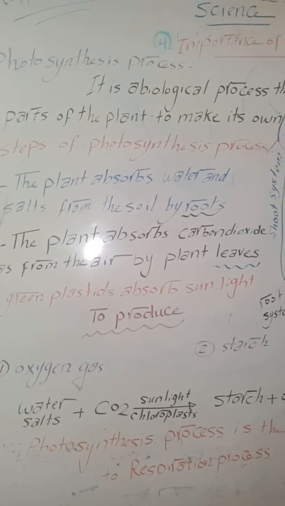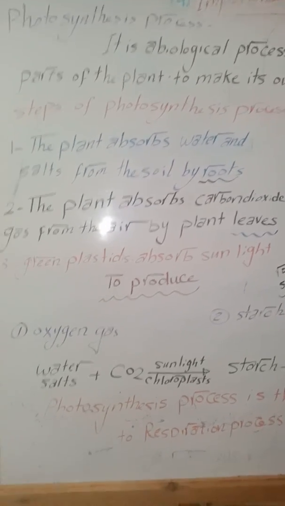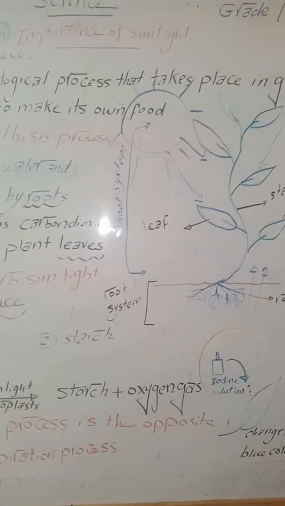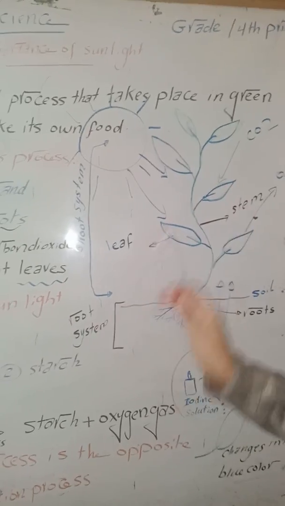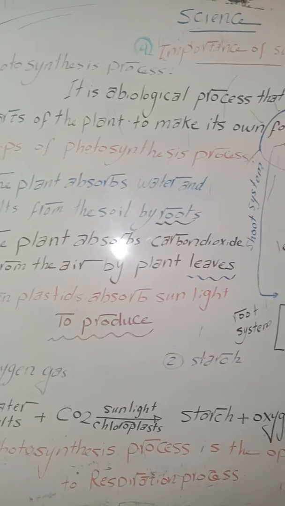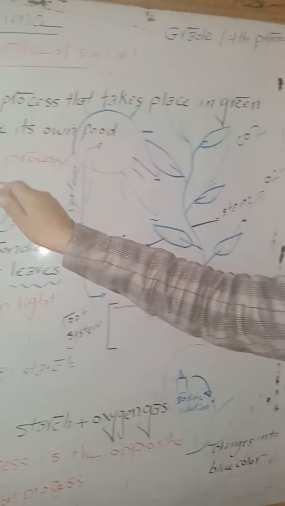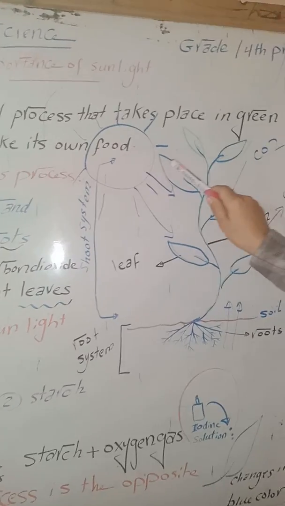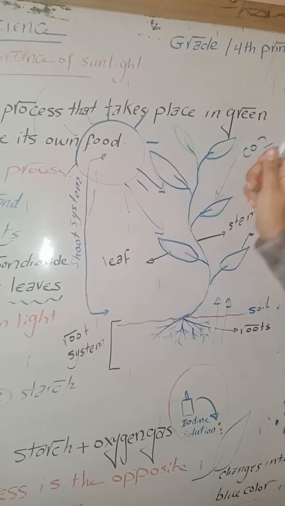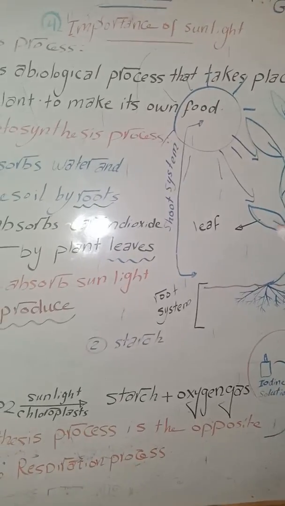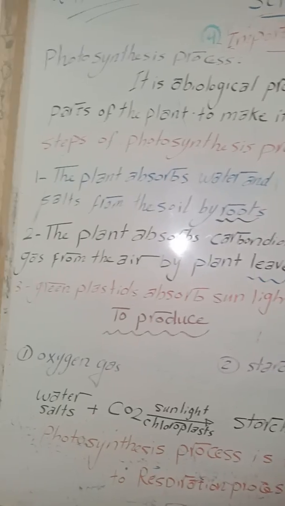What is meant by the photosynthesis process? What is the importance of the photosynthesis process? Where does photosynthesis take place, and what are its steps? Photosynthesis is a biological process that takes place in the green parts of the plant to make its own food. So, what is meant by photosynthesis? It is the biological process that takes place in the green parts of the plant to make its own food.